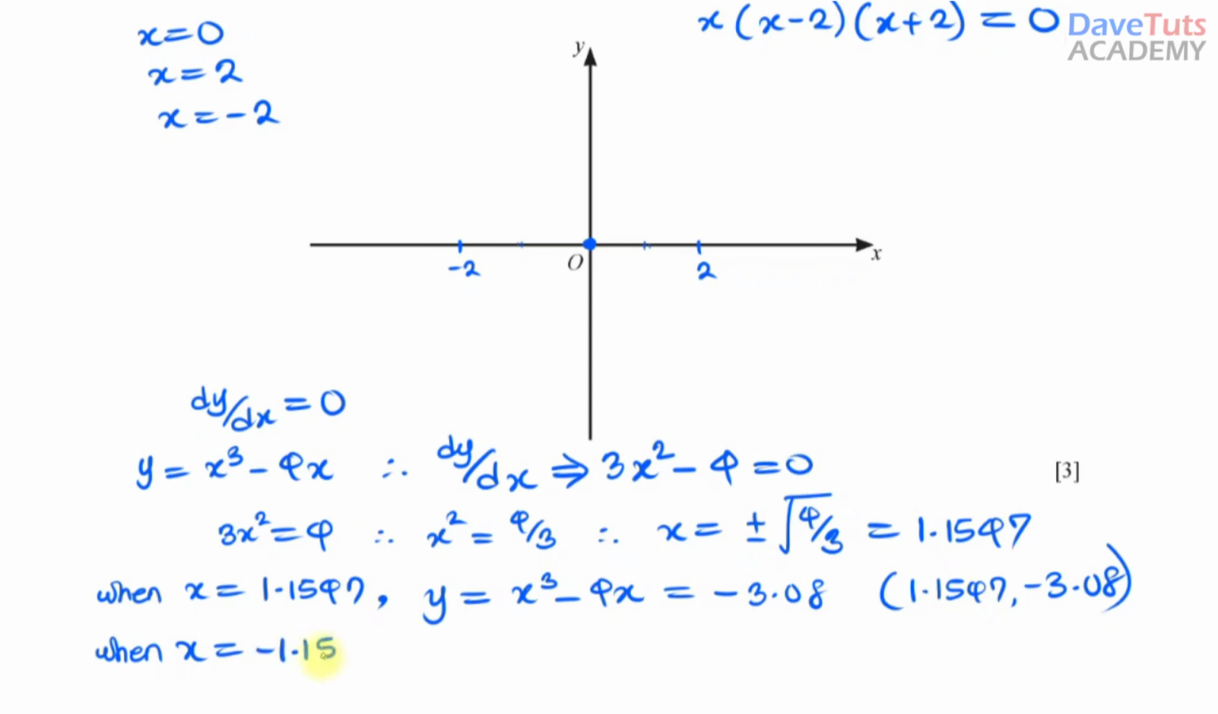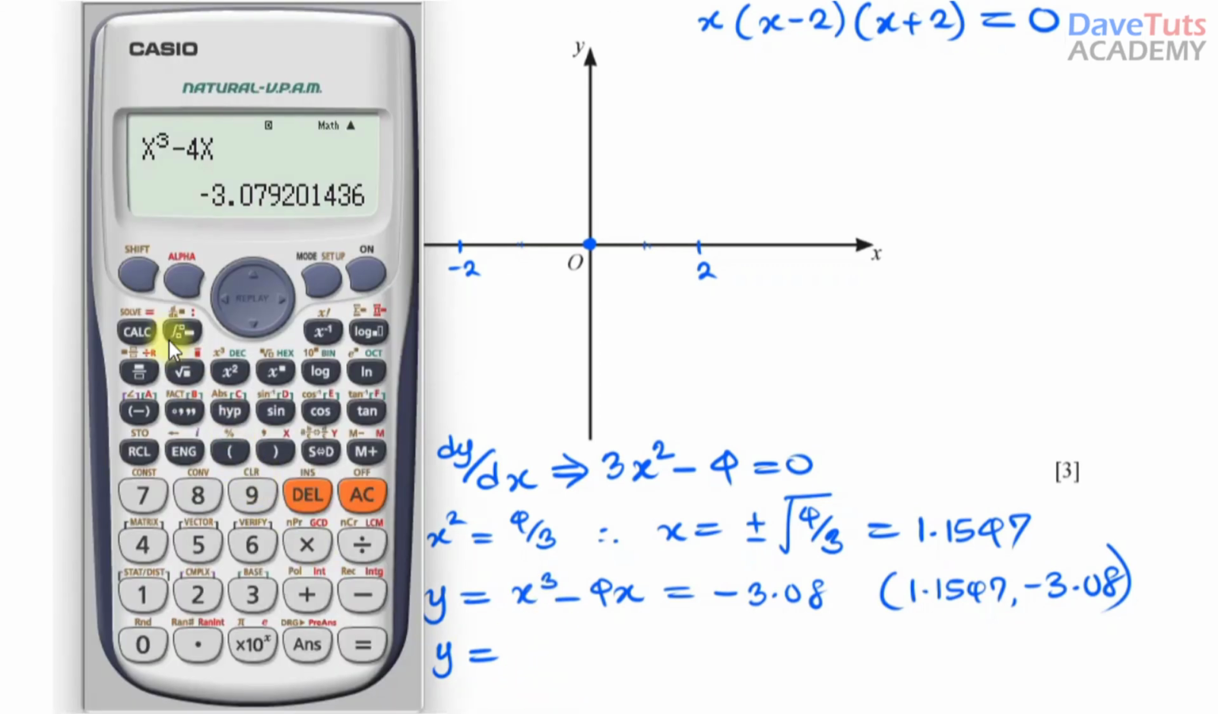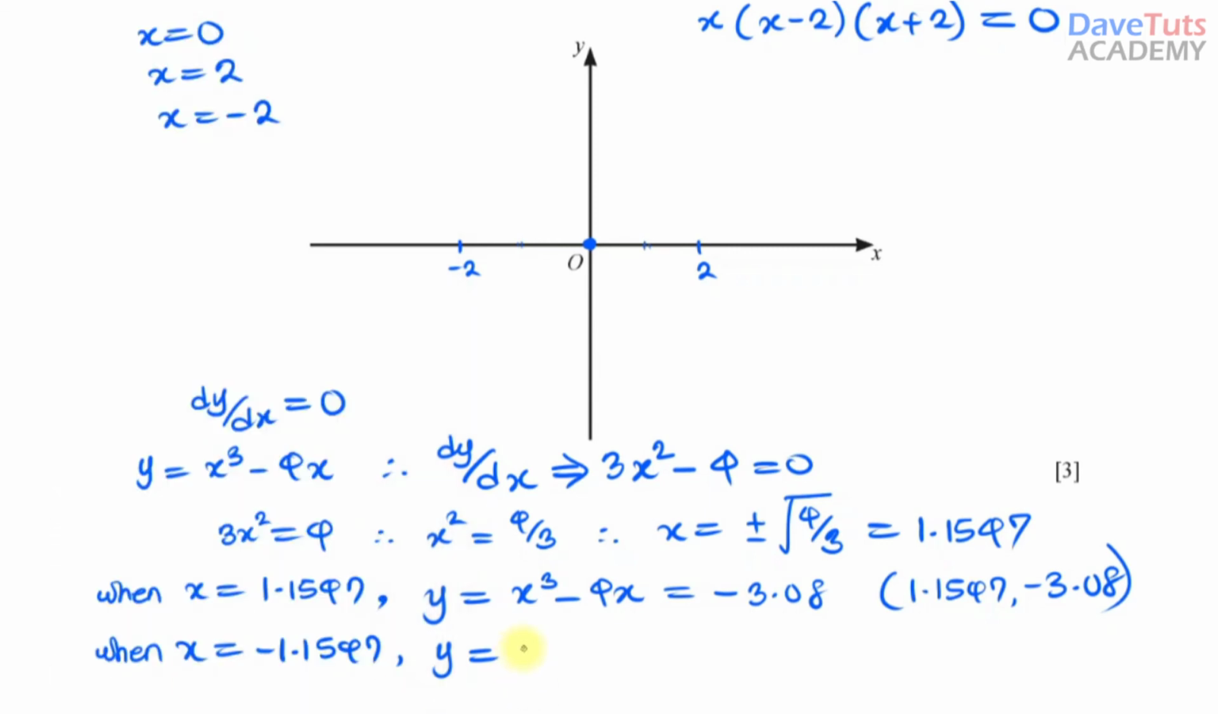And then when x is minus 1.1547, the value of y, also in this equation, we want to calculate this, but now we want to put minus 1.1547 as the value of x. So this is going to be 3.08. Y is 3.08. So I have another point, minus 1.1547, 3.08 as the other turning point in this case.